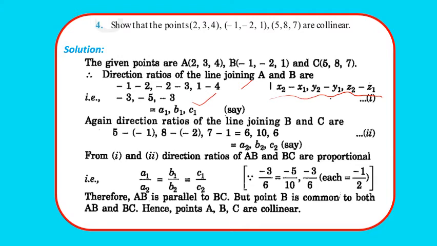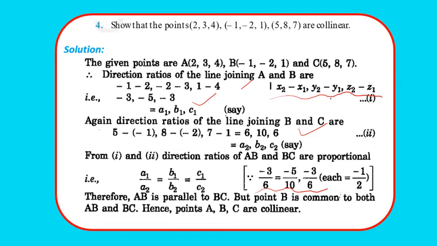In the same way, the direction ratio of the line joining B and C will be 5 minus (-1), 8 minus (-2), and 7 minus 1, which is equal to 6, 10, 6. So we have A2, B2, C2. Now we know that the lines will be parallel or collinear if A1 upon A2 is equal to B1 upon B2 is equal to C1 upon C2. So we have -3 upon 6 equals -5 upon 10 equals -3 upon 6, because both are equal to -1 upon 2.